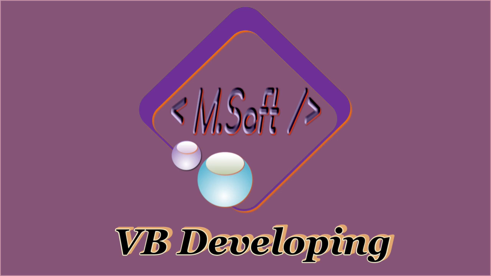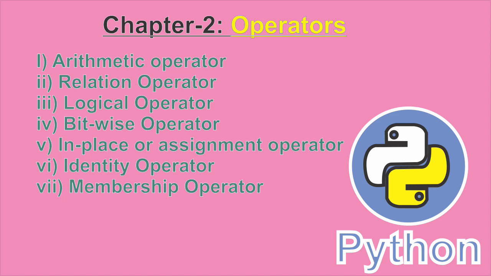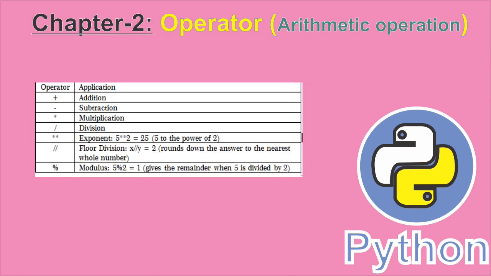Today we are here with the second chapter of the Python course. Today we will discuss Python operators. We see 7 operators here, but today we will discuss arithmetic operators. Now we can see on our display that there are 7 types of arithmetic operators, namely addition, subtraction, multiplication, division, exponent, floor division, and modulus. So today we will discuss these 7 arithmetic operations.